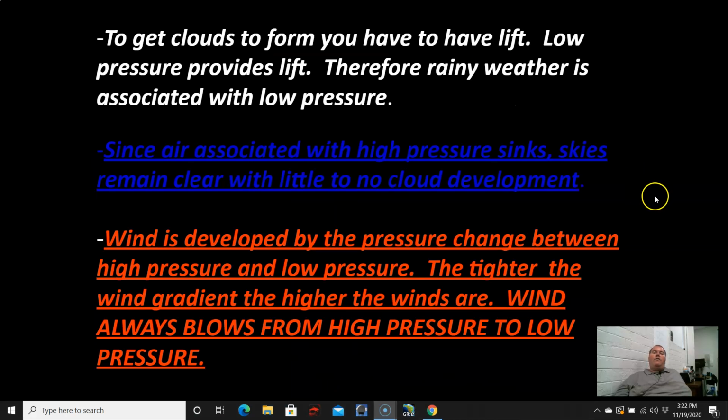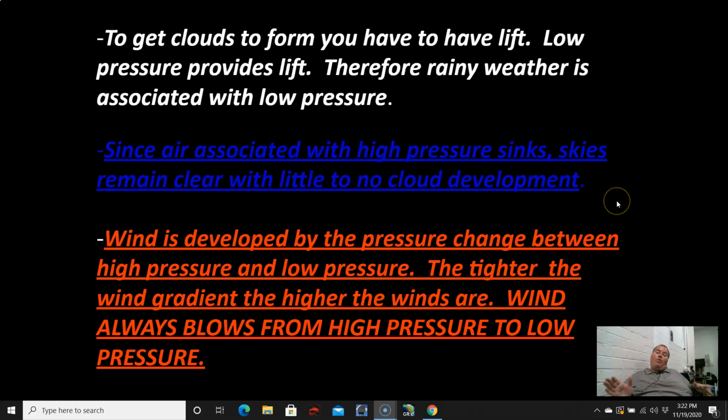Now, to get clouds to form, you've got to have lift. That's something we talked about earlier. And low pressure provides a lifting mechanism. So, as I said just a second ago, when you can lift the air, it becomes stormy, it can rain. You generally see that with low pressure. But when high pressure is overhead, the sinking motion just kills cloud development. There's no way clouds can develop, or at least they're limited, when high pressure sinks. Okay? So high pressure is nice weather, low pressure is lousy weather.